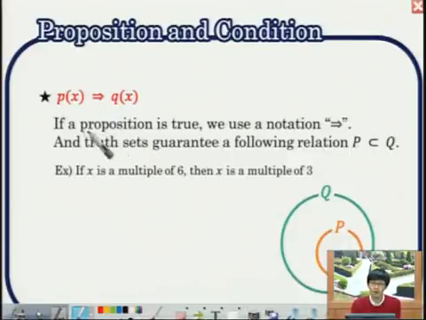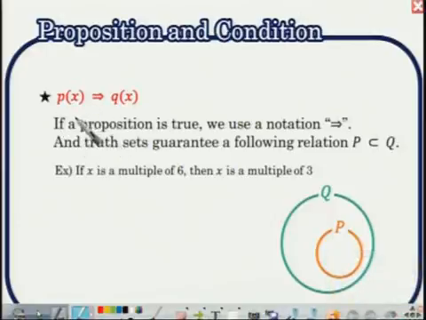I mentioned this before: p(x) double dash arrow q(x). If the proposition is true, we use this notation, the double dash arrow. And the truth sets guarantee the following relation: P is included in Q. So the Venn diagram looks like this.